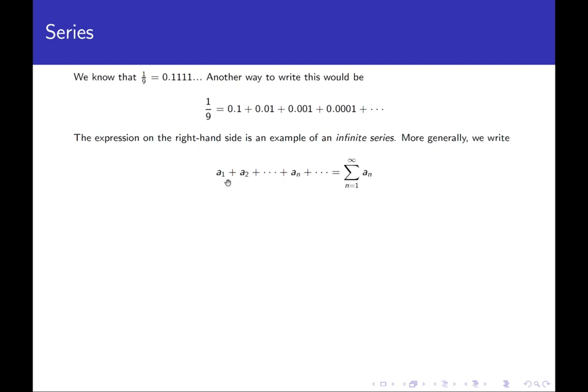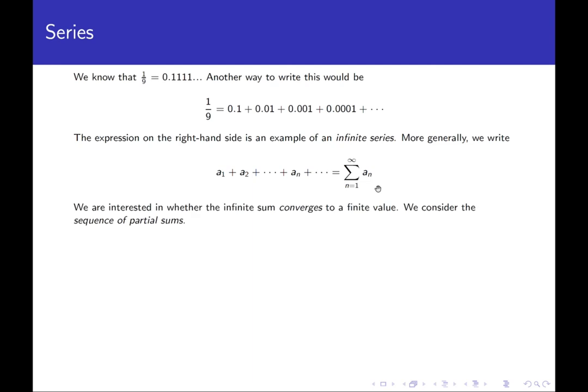More generally, when we have a1 plus a2 out to an and so on, we'll write it as the sum from 1 to infinity of a sub n. What we're interested in for an infinite series, or an infinite sum, is whether this thing converges to a finite value. It's a similar concept, but not exactly the same, as when we did integration with Riemann sums. We were hoping that the Riemann sum would converge to a finite value, and you're really doing, in some sense, an infinite sum. You took a limit of a sum.